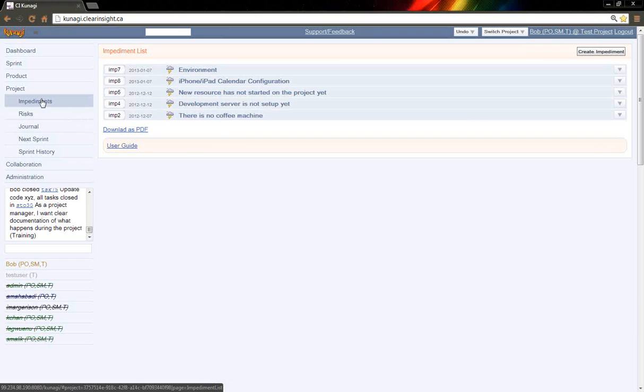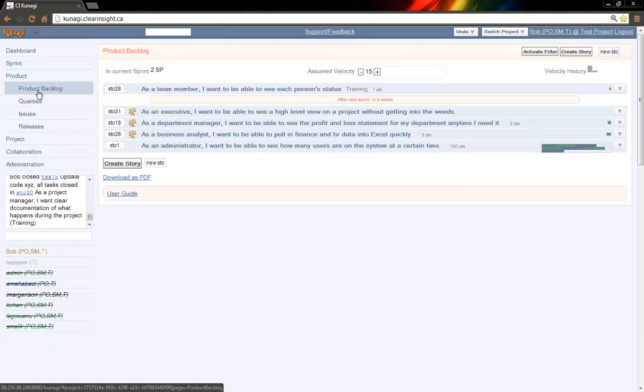There are other pieces of Kunagi I'll go into maybe in a different presentation, but the piece I wanted to go through right now was just that the product backlog is the set of stories we work from, always actioning around priorities and working on making sure we're delivering business value.